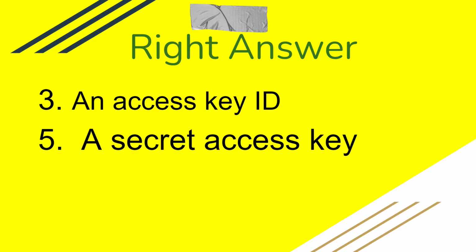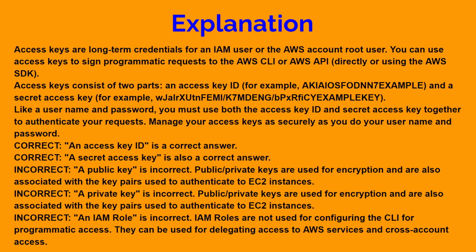Right answer is 3. An access key ID. 5. A secret access key. Explanation. Access keys are long-term credentials for an IAM user or the AWS account root user. You can use access keys to sign programmatic requests to the AWS CLI or AWS API, directly or using the AWS SDK. Access keys consist of 2 parts, an access key ID, for example, an example ID, and a secret access key.